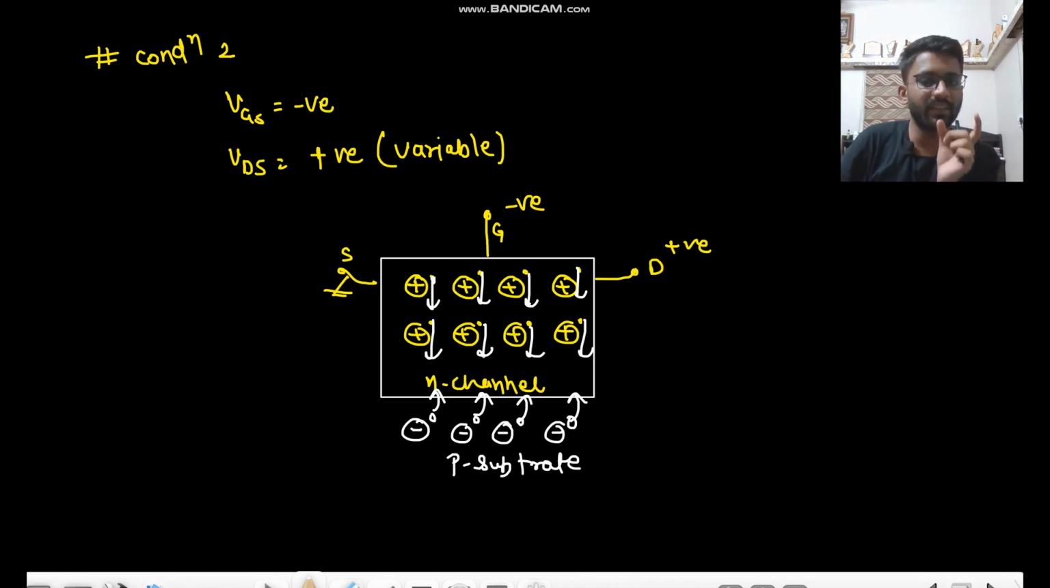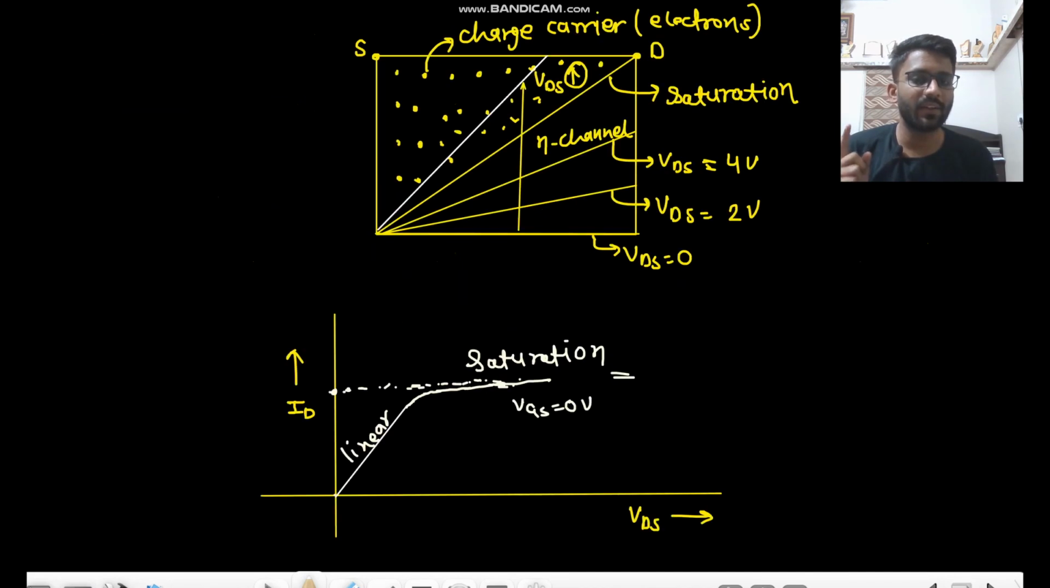If the channel is getting depleted of charge carriers, the current will decrease, and there will be one point at which the channel will be completely depleted of charge carriers, and that point is known as pinch off.